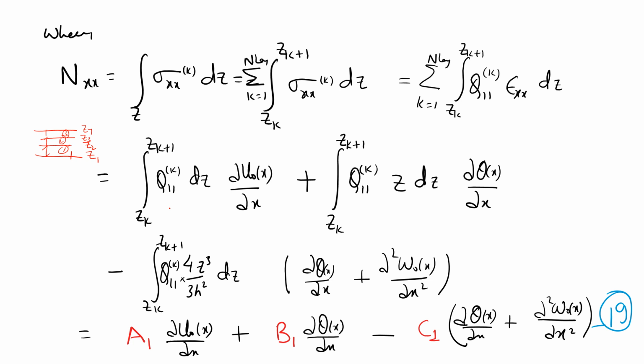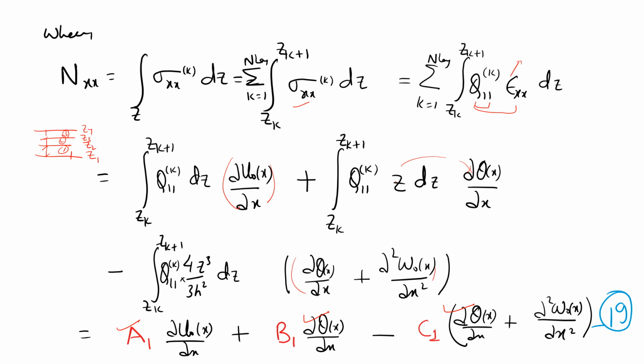Now if we open this sigma xx, it would be Q11 of k times epsilon xx, dz. If we open epsilon xx, the first part would be del u naught by del x plus z times del theta x by del x plus 4z cube by 3h square times this part. So we have opened and multiplied with Q11 of k. We get this integration as A1 times del u naught by del x plus B1 times del theta x by del x minus C1 times this.